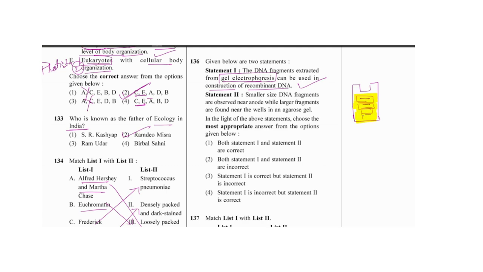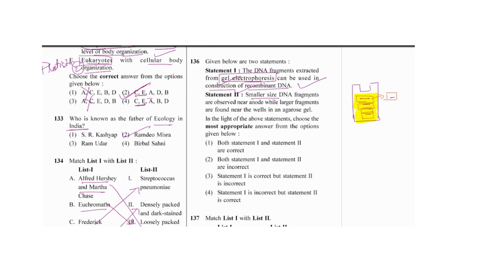Okay, like this. If we take the complete gel piece, from that we can take the complete fragment. We cannot take the fragment in the hand. So the fragment can be extracted from the electrophoresis by using the construction of the recombinant DNA. Okay, so this is correct.